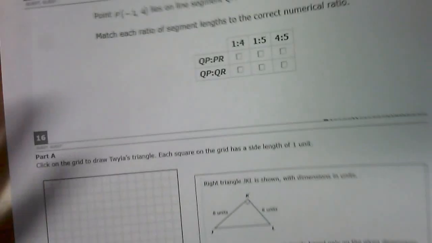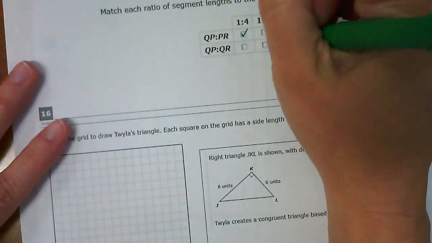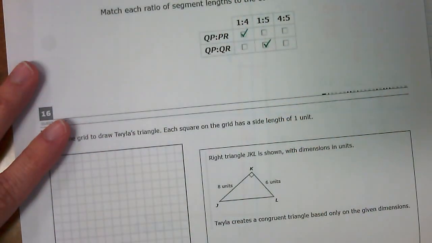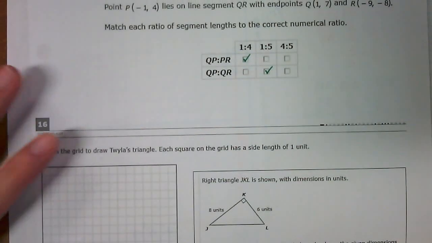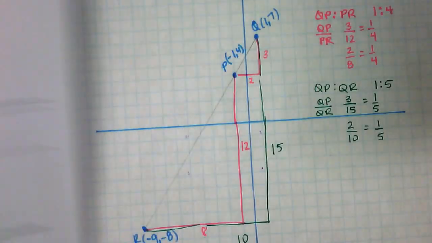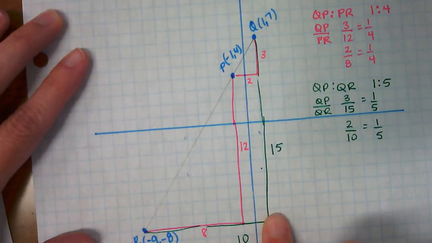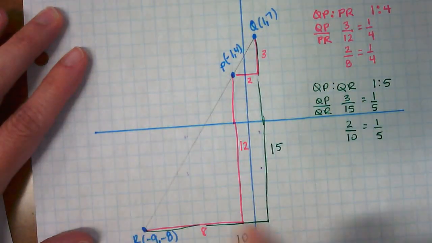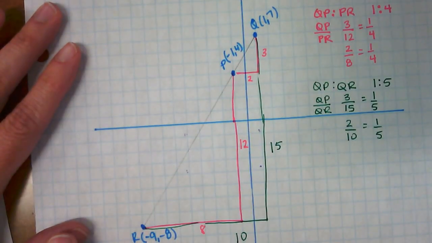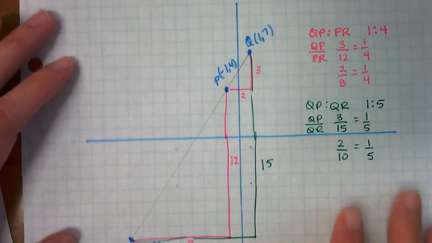So on our boxes here, we would check the 1 to 4 and the 1 to 5. Okay, it's super important that when you're comparing these, you make sure you're going vertical to vertical or horizontal to horizontal and you're not mixing them up.